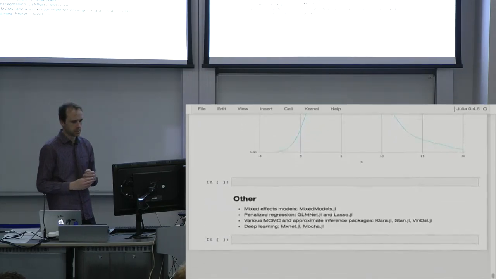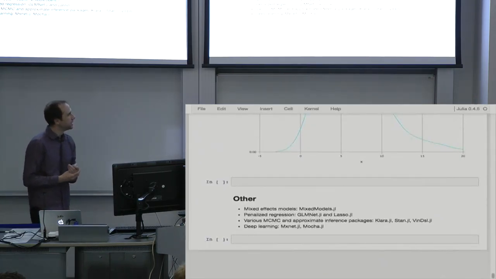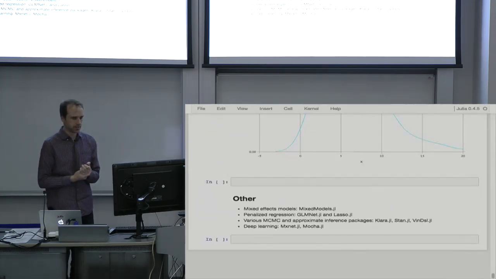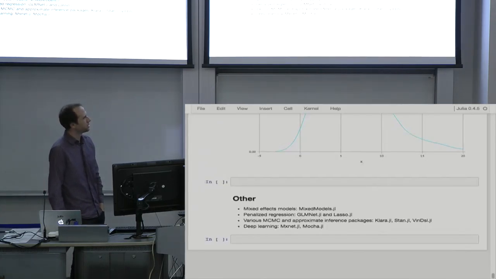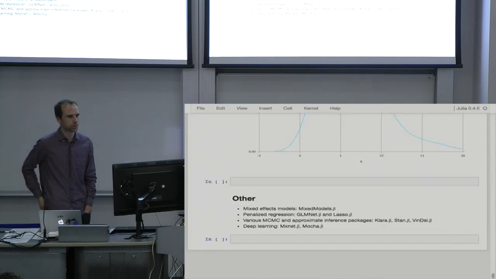Various other things, mixed effects models. So if you ever have to work in mixed effects models, then the MixedModels package is actually fantastic. It's written by Doug Bates, who wrote lme and all the lme4 ones in R, and then got fed up with trying to maintain it. And so he rewrote it, implemented it all in Julia. And so this is his pet project. Various penalized regression, GLMNet and Lasso do things like L1 and L2 penalization. I think the Julia implementation is actually a bit faster than GLMNet, the original Fortran code, for some reason, I'm not sure why.